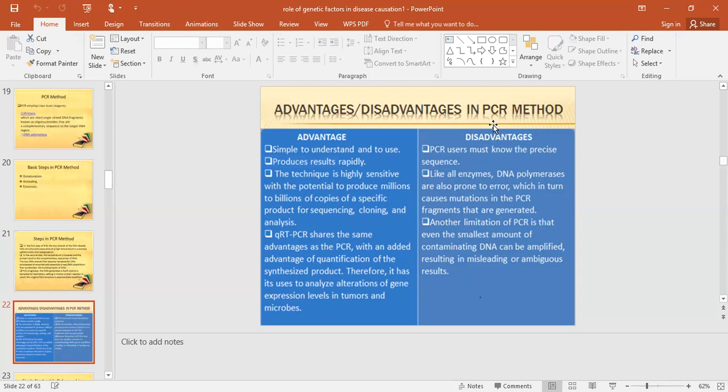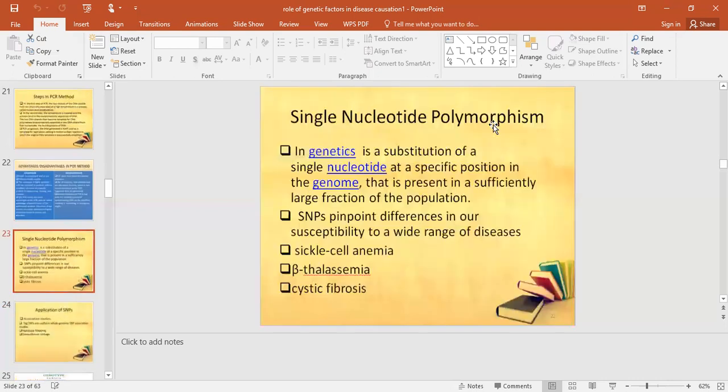Disadvantages: PCR users must know the precise sequence. Like all enzymes, DNA polymerases are also prone to error, which in turn causes mutations in the PCR fragments that are generated. Another limitation of PCR is that even the smallest amount of contaminating DNA can be amplified, resulting in misleading or ambiguous results.